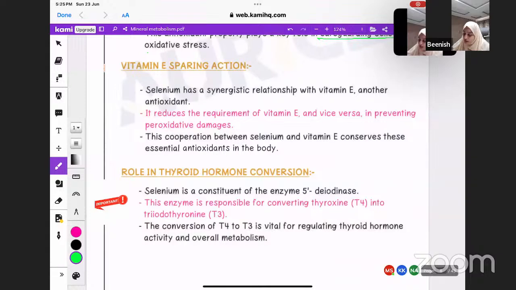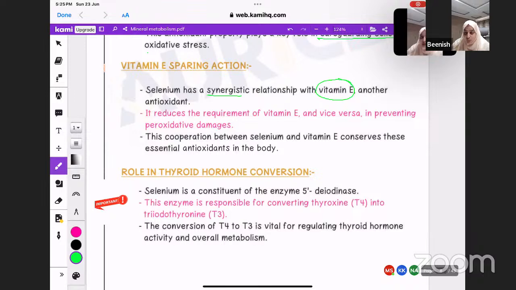Now, vitamin E sparing action. What is the sparing action of selenium on vitamin E? We all know that vitamin E has an antioxidant role; it is a chain breaking antioxidant. Selenium has a synergistic relationship with vitamin E. What is a synergistic relationship? It is when two things together produce an effect which is more than the individual effects of each of them. So it has a synergistic relationship with vitamin E.